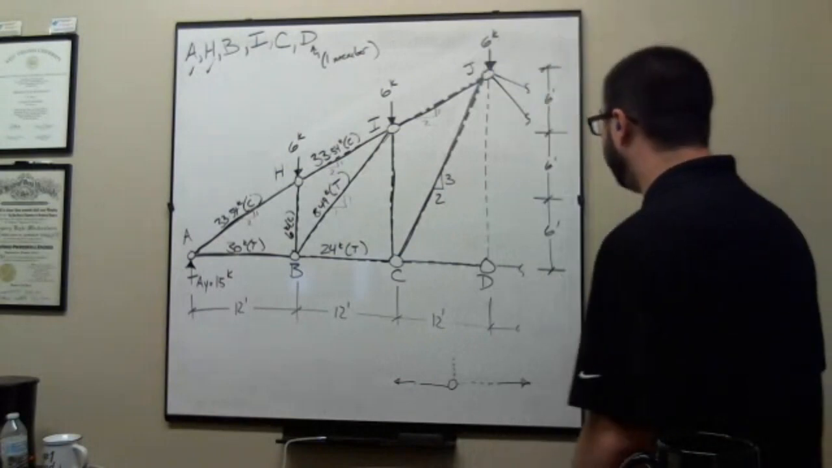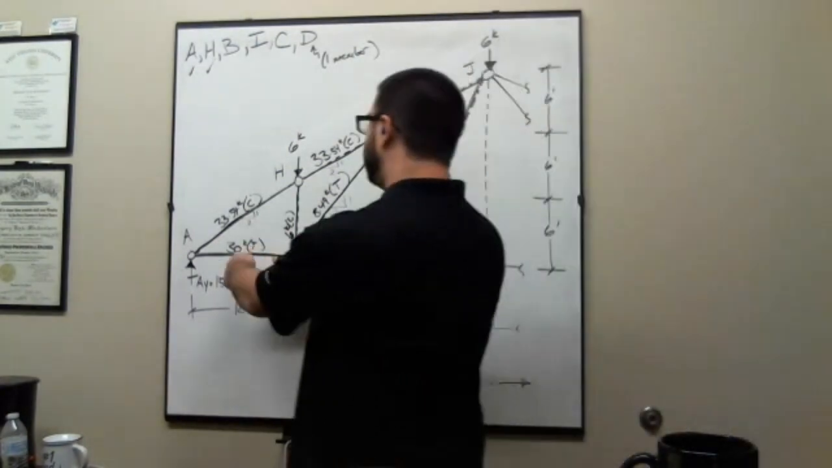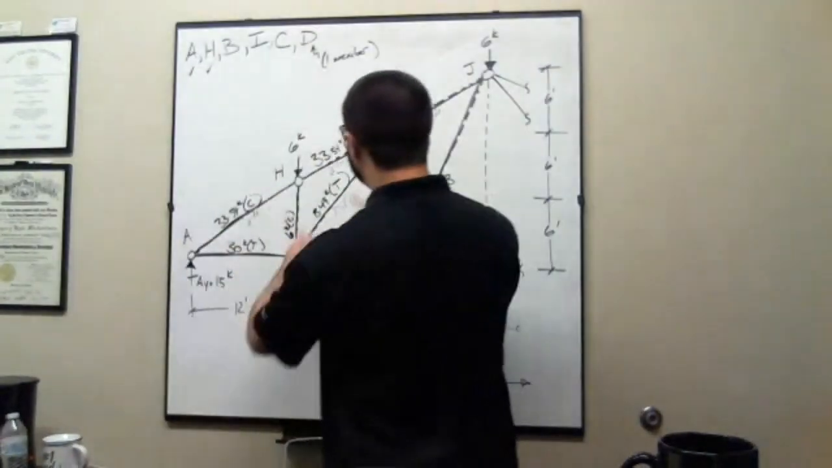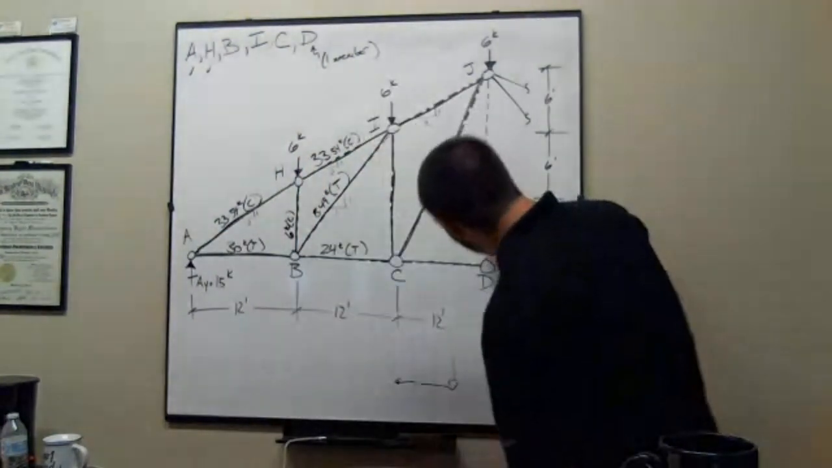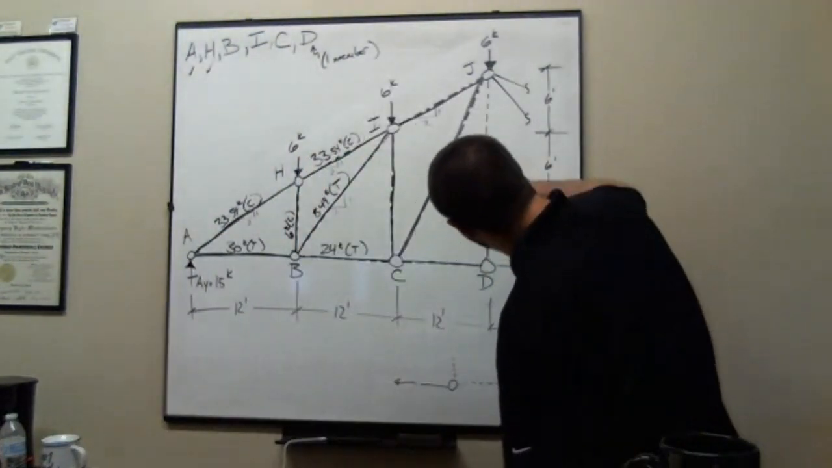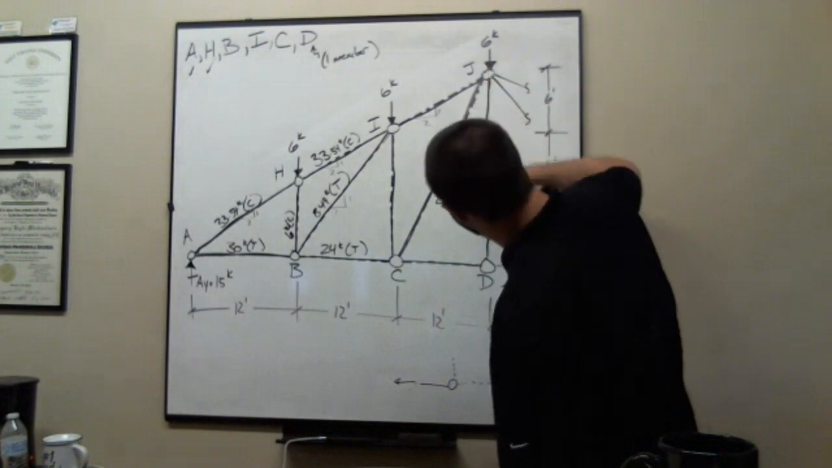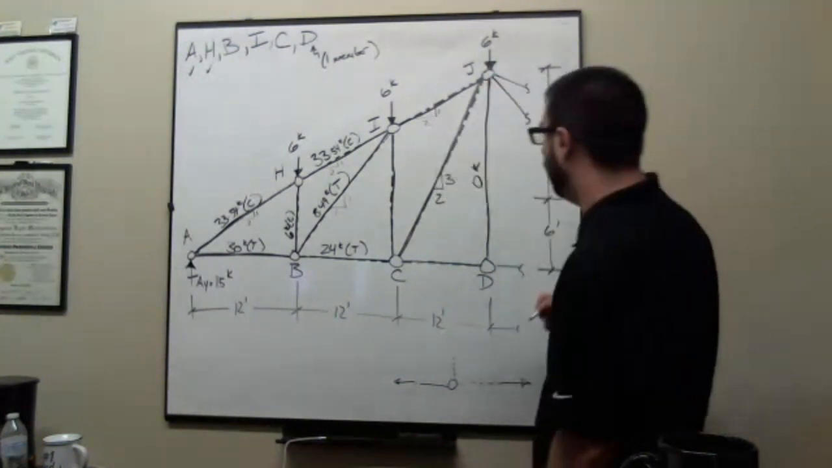To zero force member, you're exactly right. So, you know, here we have a tensile member. Here we have a compressive member, compressive, tension. This vertical member, when you solve this, is going to be zero.